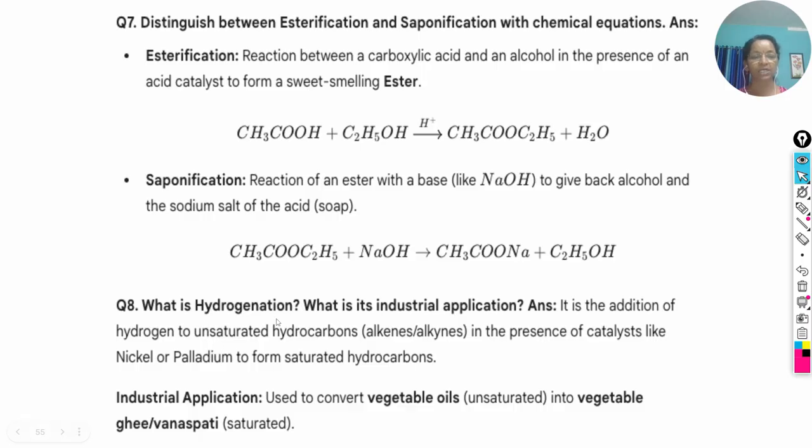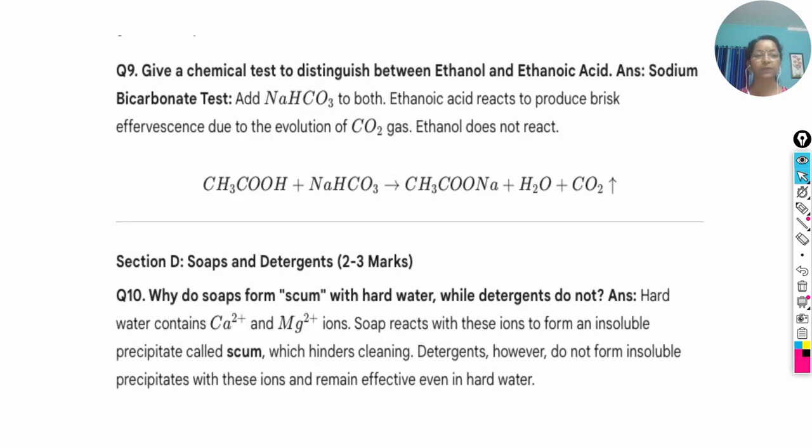Then next is, what is hydrogenation? What is its industrial application? Hydrogenation, we learned, is the addition of hydrogen to unsaturated hydrocarbons in the presence of a catalyst like nickel or palladium to form saturated hydrocarbons. What is its industrial application? It is used to convert vegetable oils, which are unsaturated, into vegetable ghee or vanaspati, which is saturated. So that is also a simple direct question.